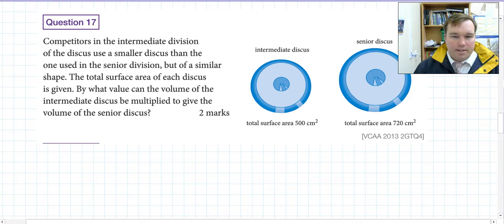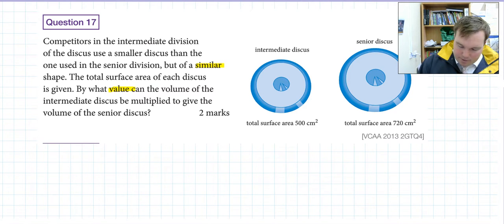Alright, so here's one from a past exam. Competitors in the intermediate division of the discus use a smaller discus than the one in the senior division, but of a similar shape. Note, similarity question coming up. The total surface area of each discus is given. By what value can the volume of the intermediate discus be multiplied to give the volume of the senior discus?